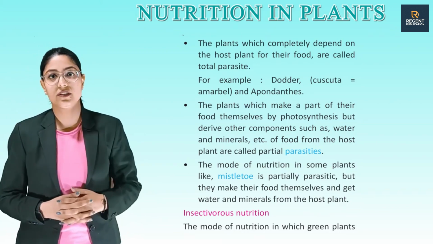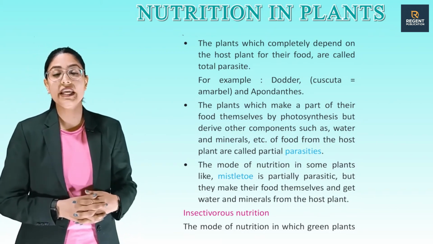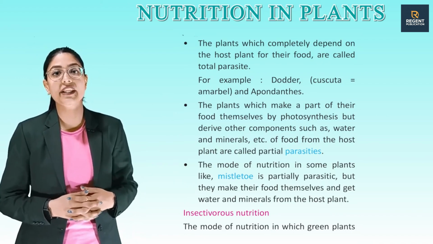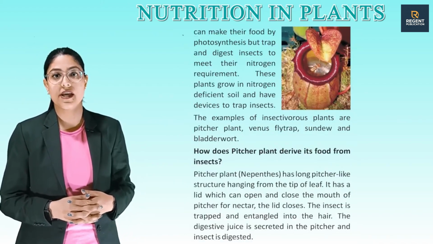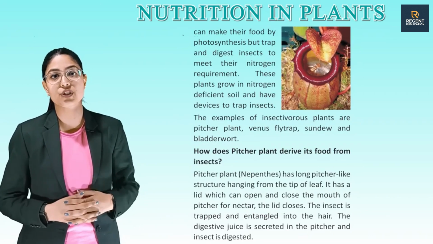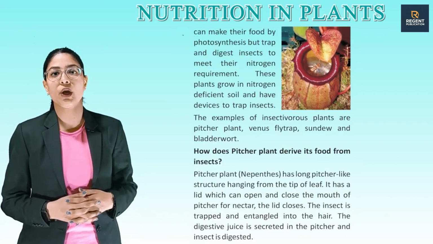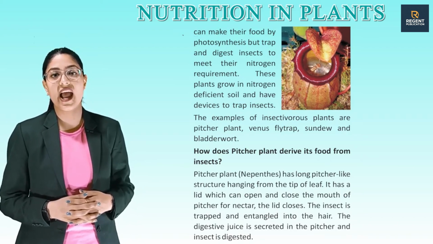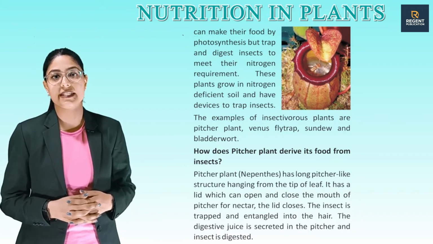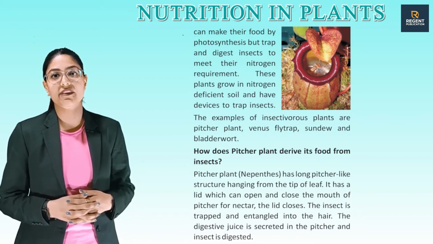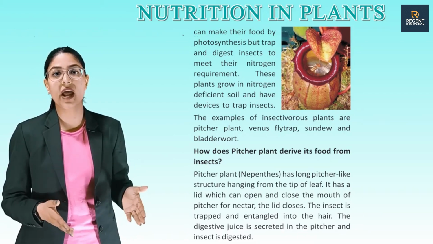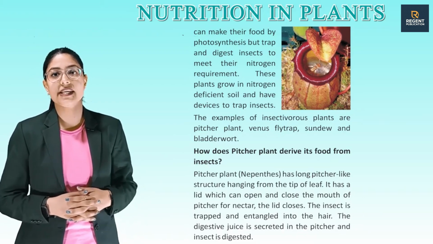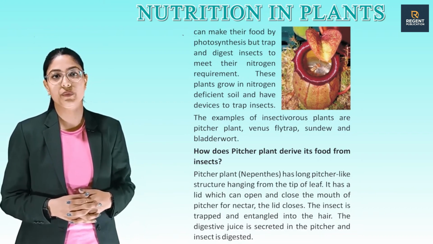Insectivorous nutrition. The mode of nutrition in which green plants make their food by photosynthesis but trap and digest insects to meet their nitrogen requirement. These plants grow in nitrogen-deficient soil and have devices to trap insects. Examples of insectivorous plants are pitcher plant, Venus flytrap, sundew and bladderwort.